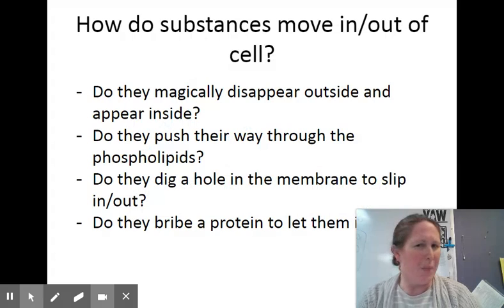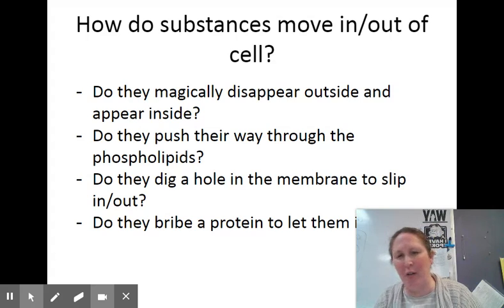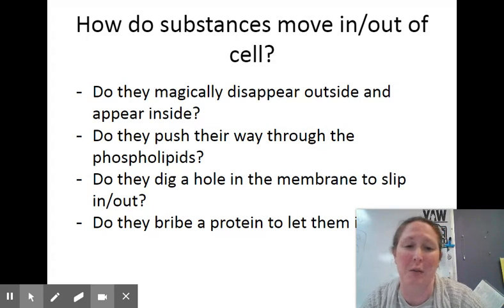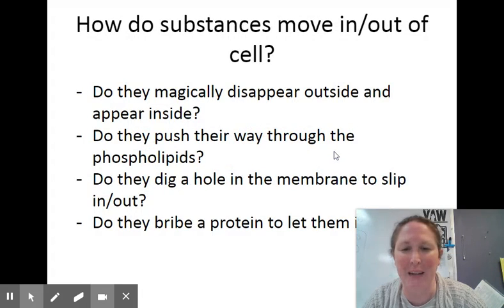And we're going to focus on passive transport today. So the big question is, how do they move? Do they just magically appear outside, or do they magically push their way through? Do they dig a hole and dig a tunnel? And the last one is one of my favorites here. Do they bribe a protein to let them in?